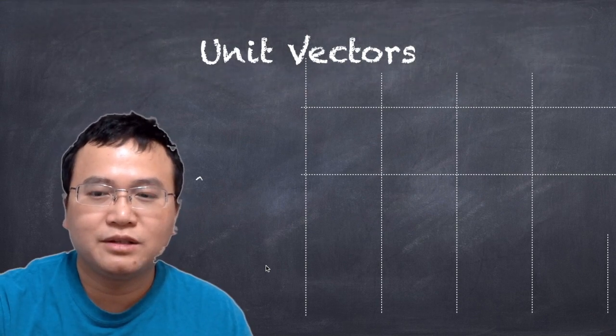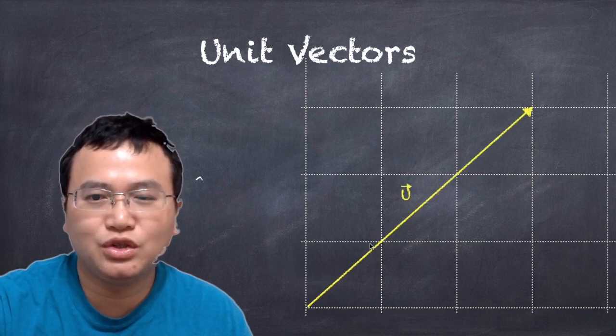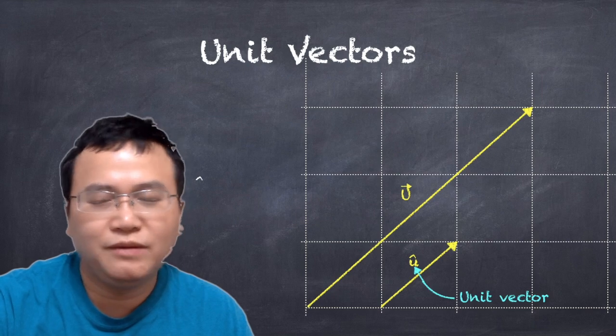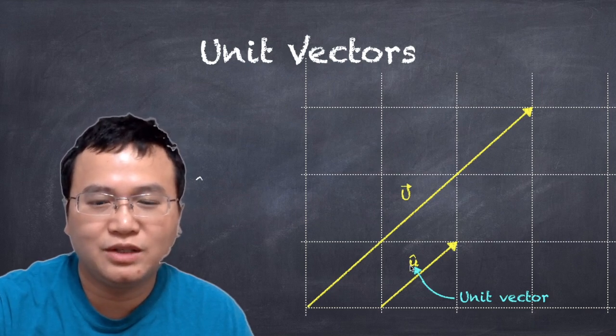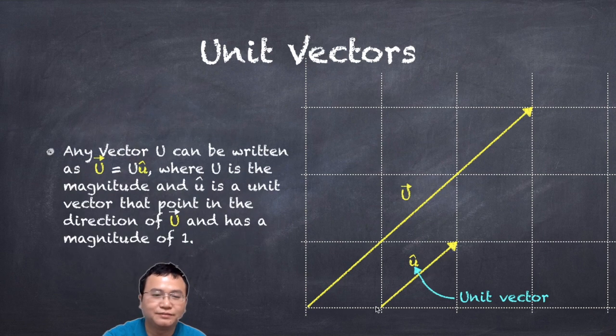Unit vectors are not too complicated. If we have a vector u, the unit vector is a lowercase u with a caret on top. It has the same direction as the vector u, but it has a magnitude of only 1. Any vector u can be written in this form, where u is the magnitude and u caret is a unit vector that points in the direction of u and has a magnitude of 1.